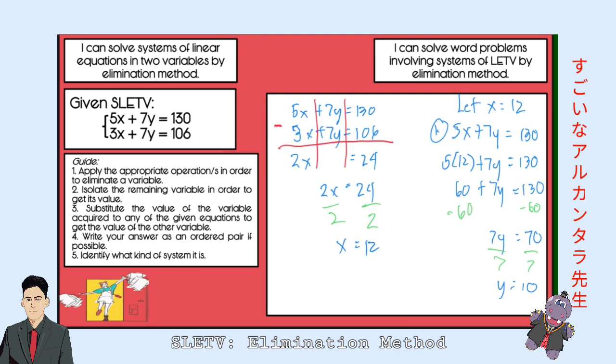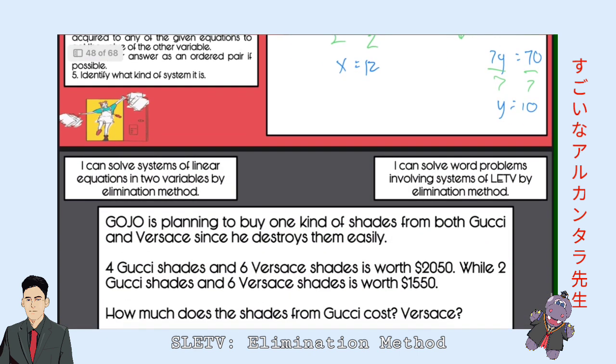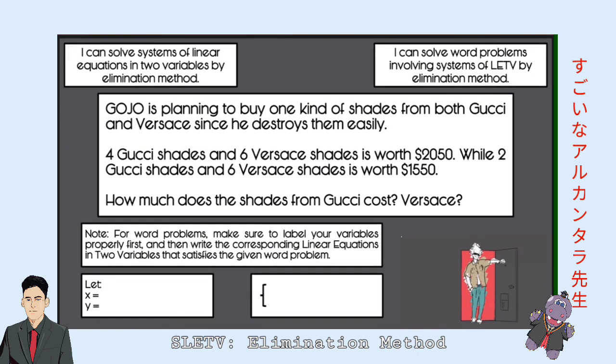Okay. So now let's proceed with our second. Oh no, I think it's the fourth one. Now we have Gojo. So Gojo is planning to buy one kind of shades from both Gucci and Versace since he destroys them easily. But here, the problem is that it is in a package. So 4 Gucci shades, 6 Versace shades, that's worth 2,050. While 2 Gucci shades and 6 Versace is worth 1,550. So let's label them first.